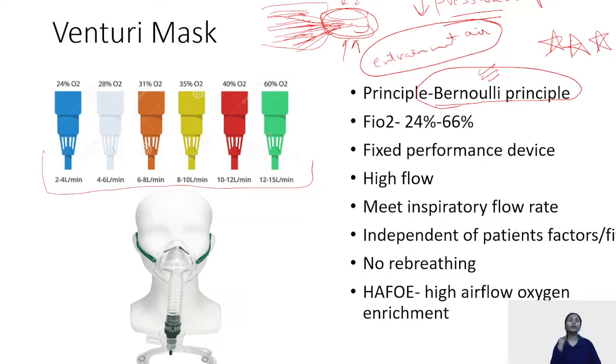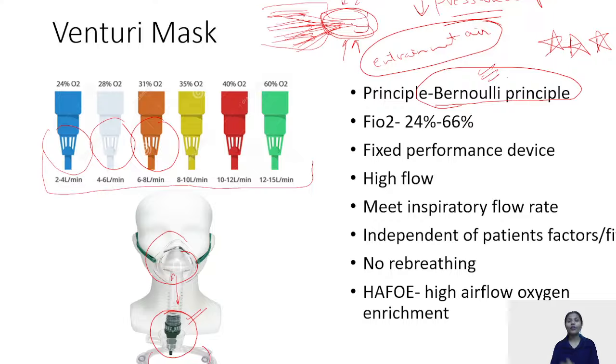I repeat, the FiO2 which will be delivered to the patient is fixed, and it is based upon these baffles which are present. As you can see in the Venturi mask, this is where the baffle is attached. This is the tubing of connection, and this is your mask. This is the tube which is connected to the oxygen port. When this blue baffle is attached, we know that 24% oxygen is being delivered to the patient at a rate of 2 to 4 liters per minute.